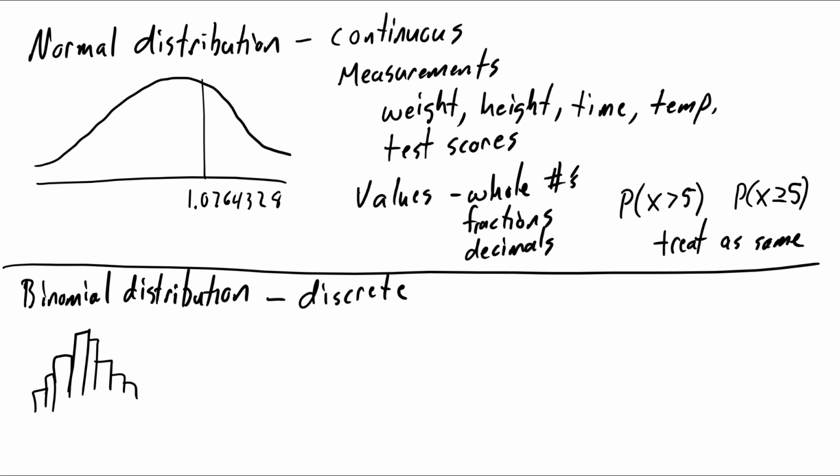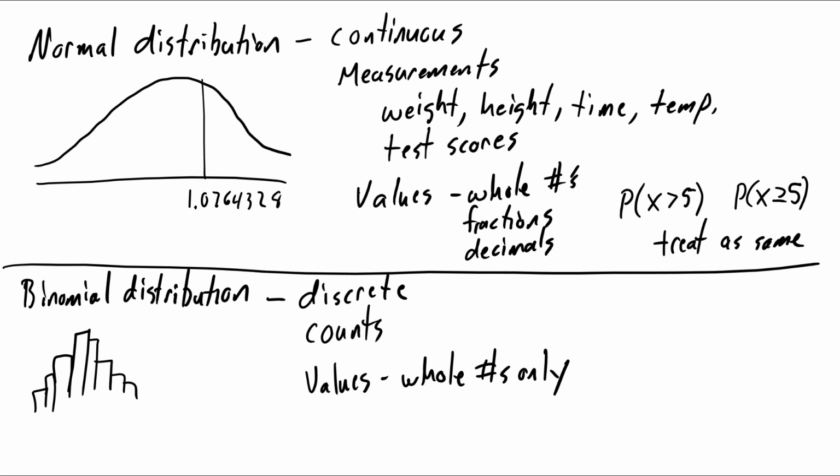So the binomial distribution values are counts. So we're just counting the number of things that we're counting. So if it said how many blue marbles are in a box, we could have 1, we could have 2, we could have 3. We couldn't have 3.5. That wouldn't make any sense. So the binomial distribution, the values are whole numbers only.